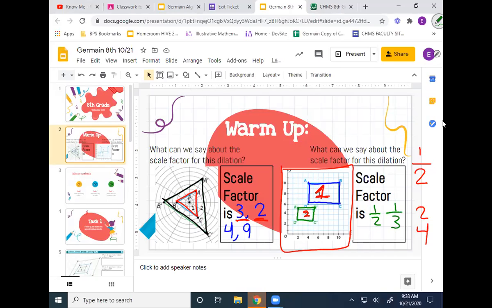You could also use 3/4. You could use 17/18. That would still be a fraction. So the scale factor in the drawing would get smaller as we do our dilation. Good. Nice job, guys. Awesome, awesome, awesome.